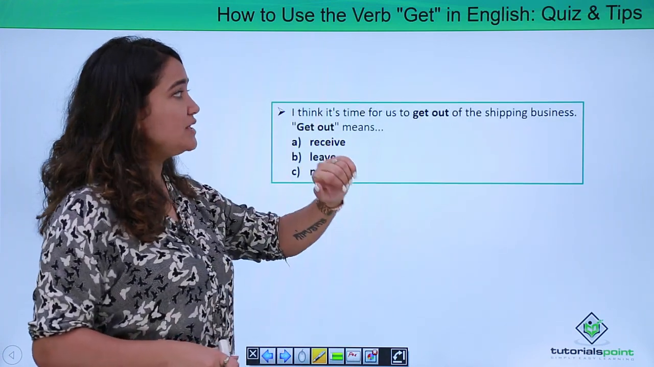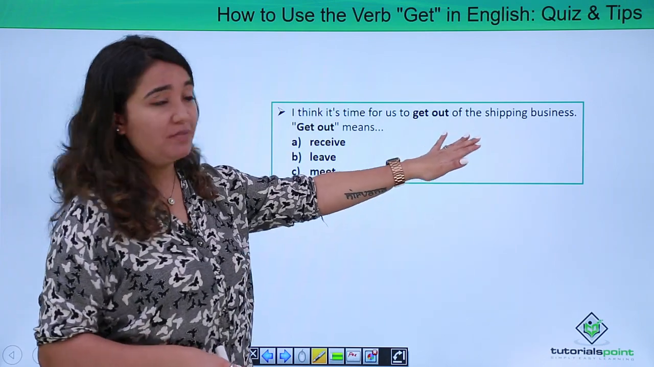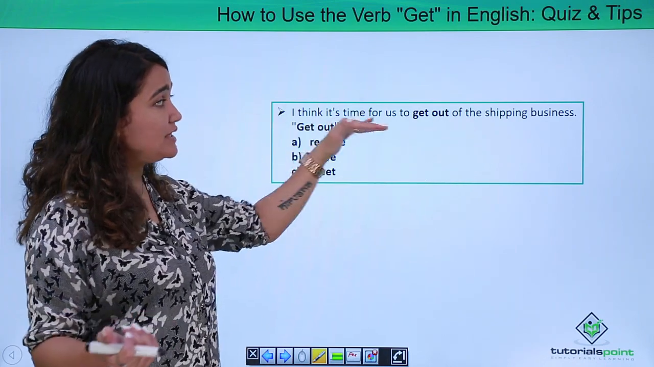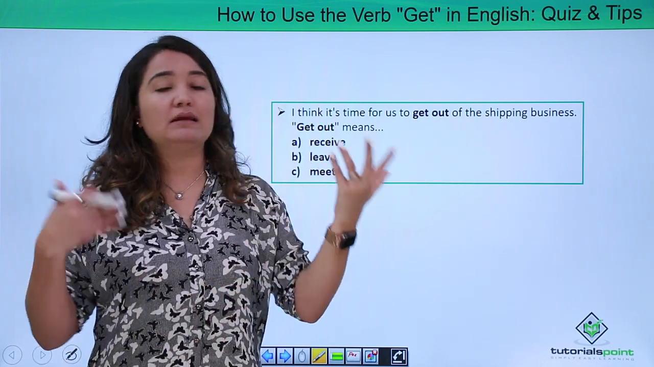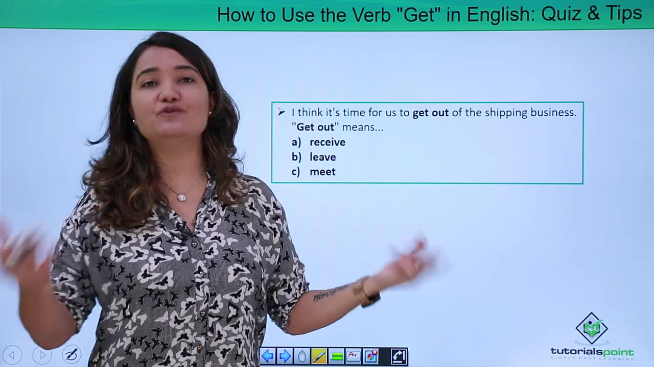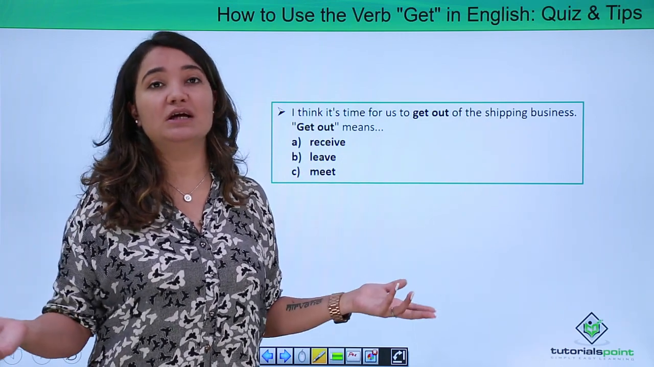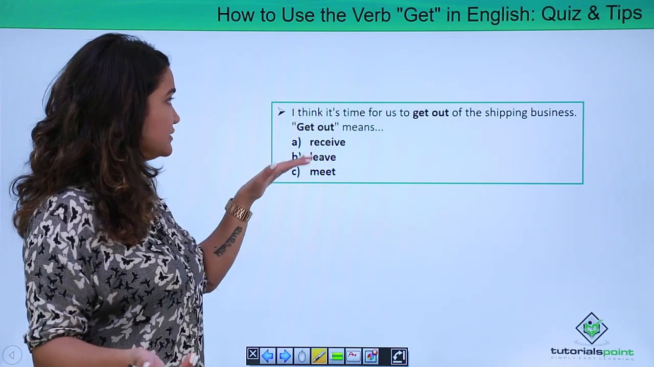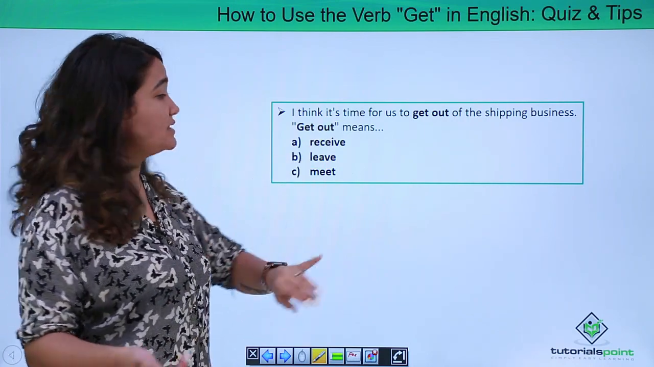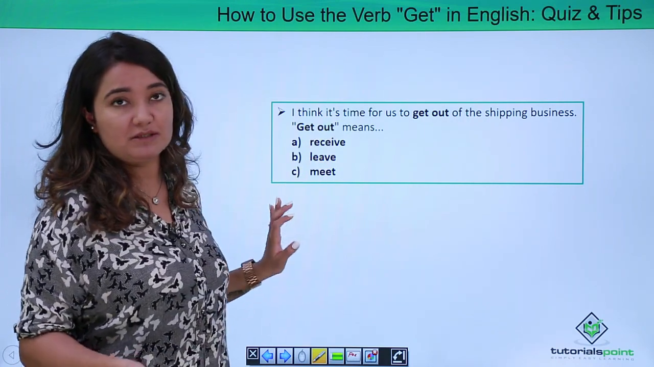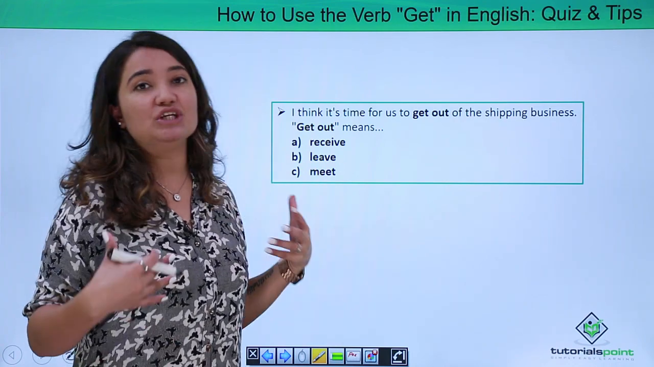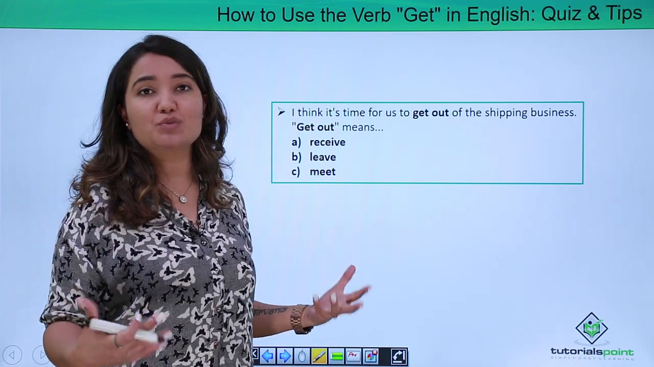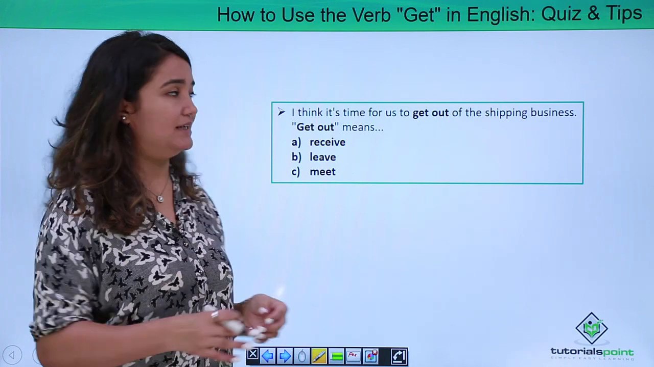I think it's time for us to get out of the shipping business. So get out here, again, get is used but in a different meaning altogether. Get out of the shipping business means to leave the shipping business. So here again the meaning changes. Every time you use get in a different way with different words, the meaning completely changes.